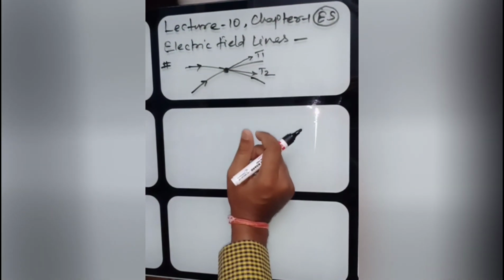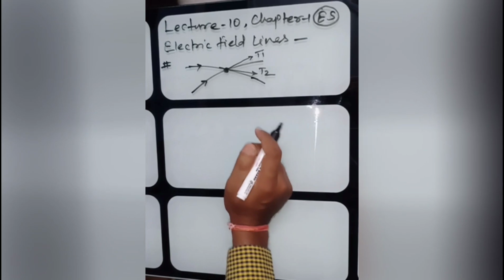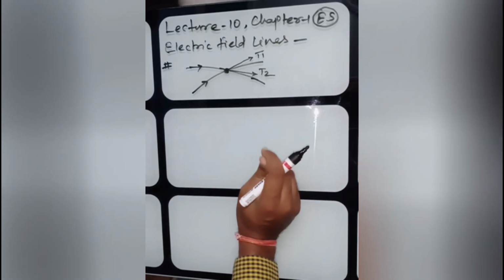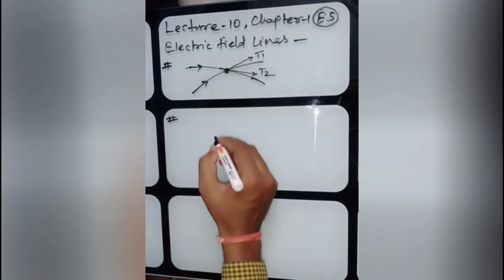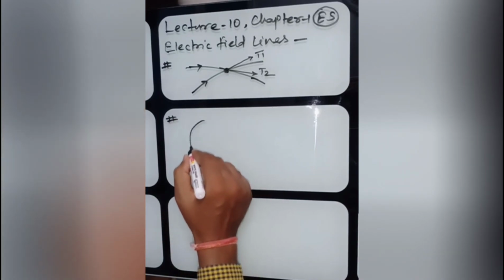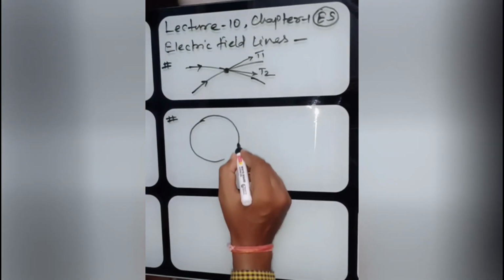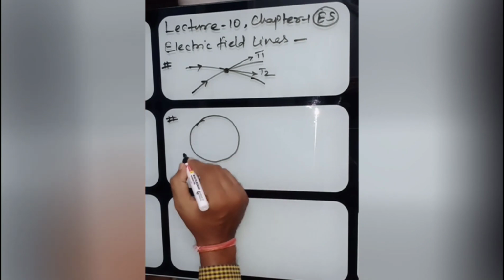Now suppose, students, we have a conductor. Okay, we have a conductor in this way. It is a positively charged conductor.